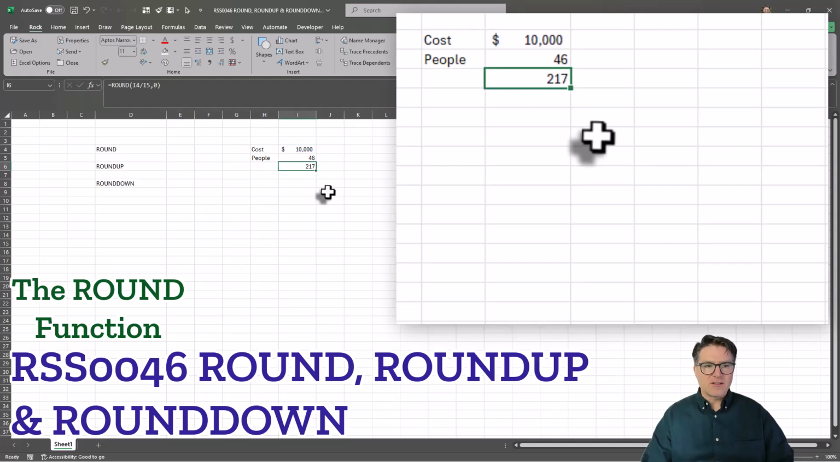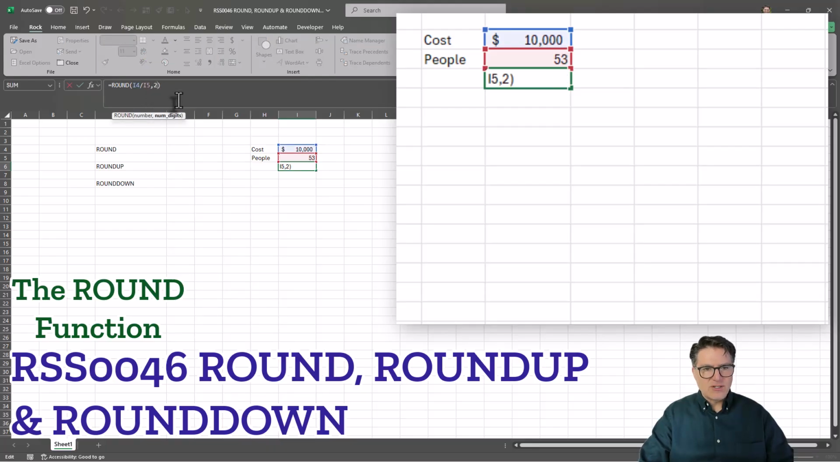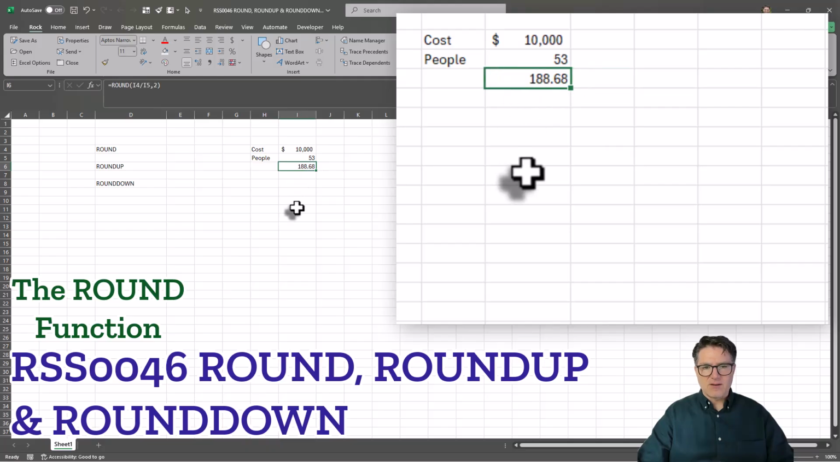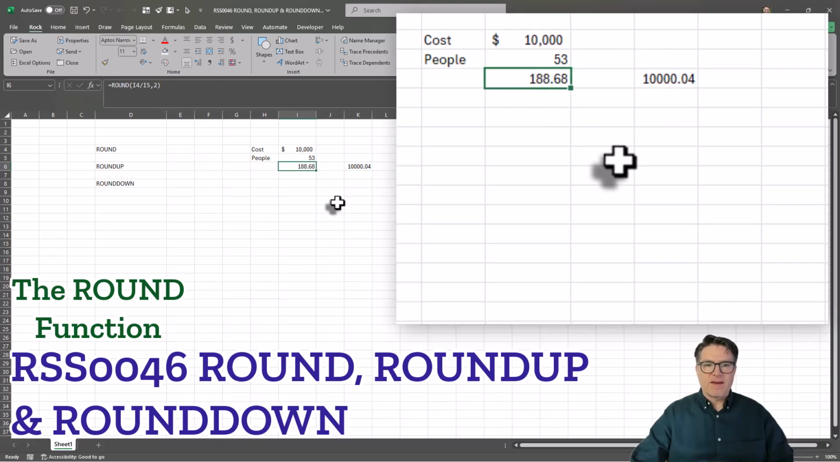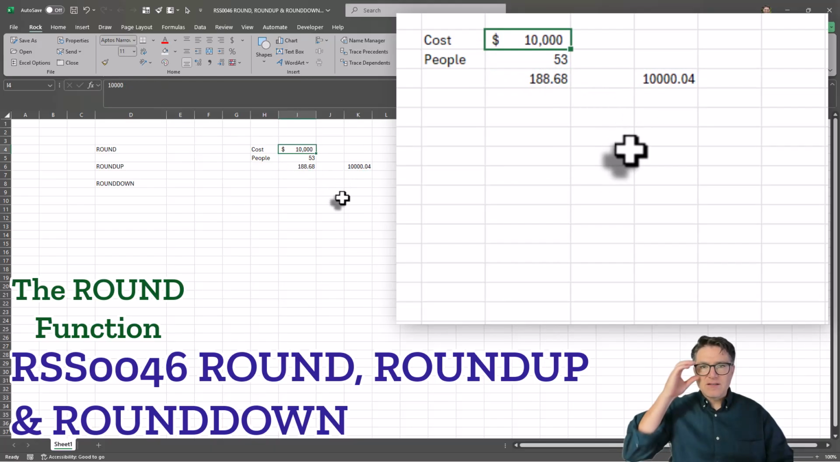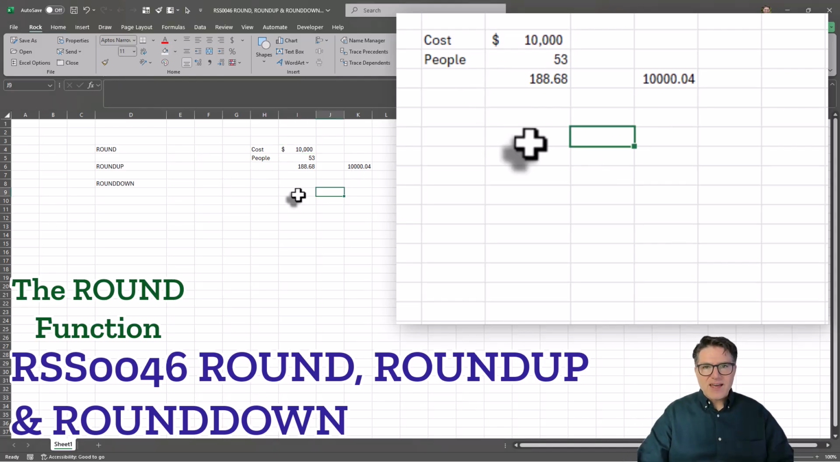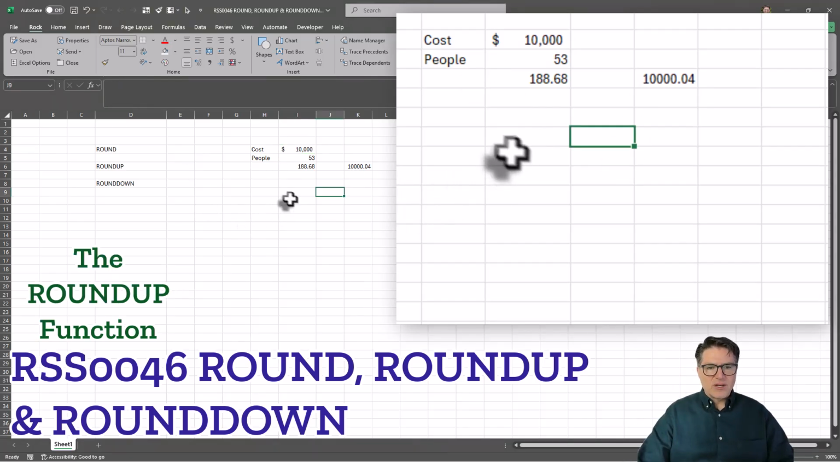But you do want to go up when it's above the halfway point and down when it's below that halfway point. If more people are coming and we changed it to 53, then that is 189. If we had 2 digits on there, we were charging to the cent, it would be that. Now, if we actually took 188.68 and multiplied it by 53, we're actually going to be gathering 4 cents more than what the venue cost. But that's what you call a rounding error. So that's round.